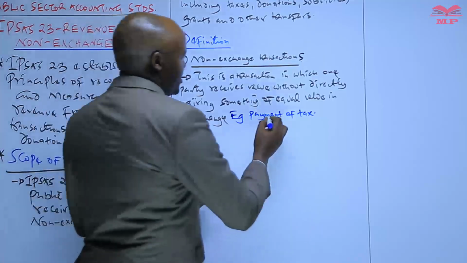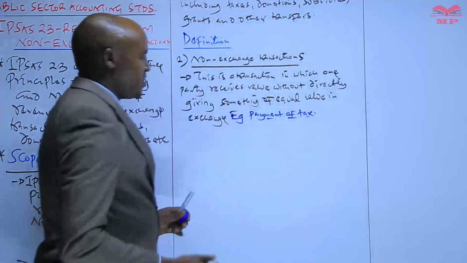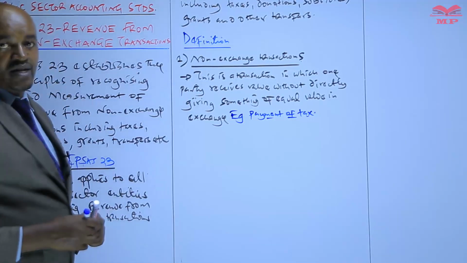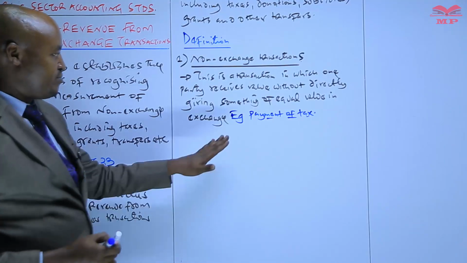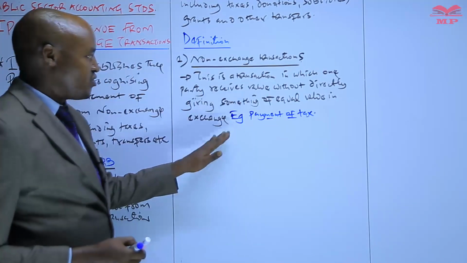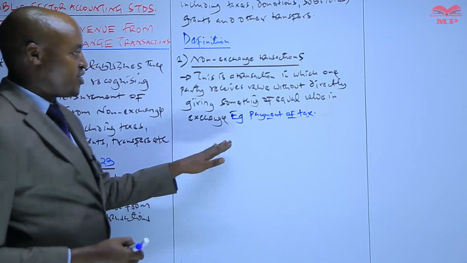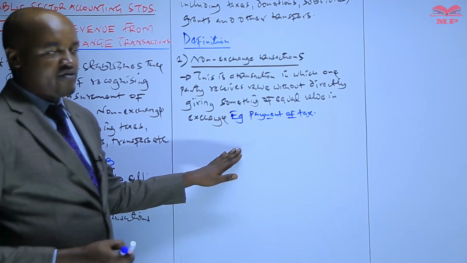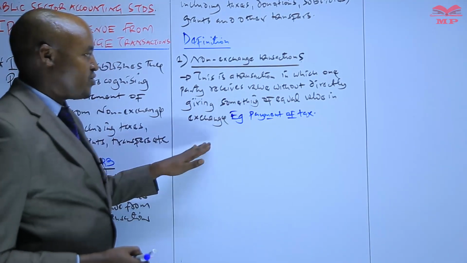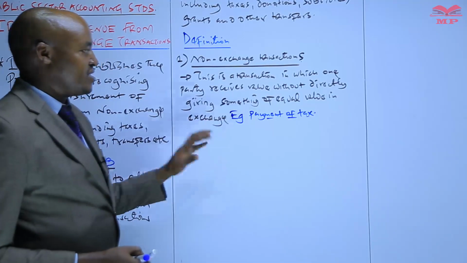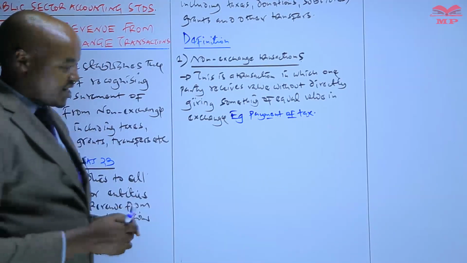So basically, as a member of the public, once you pay tax to the government, it is obvious that the government will not provide services to you equivalent to the amount of tax you have paid. So that transaction between you as a member of the public and the government, whereby you pay tax to the government, is purely a non-exchange transaction.